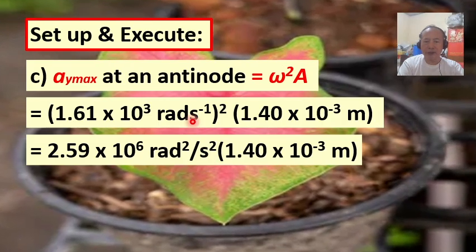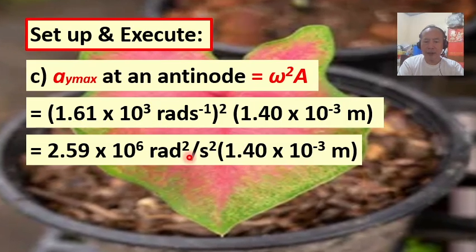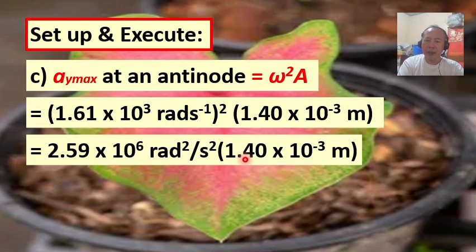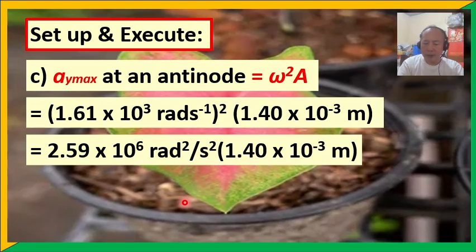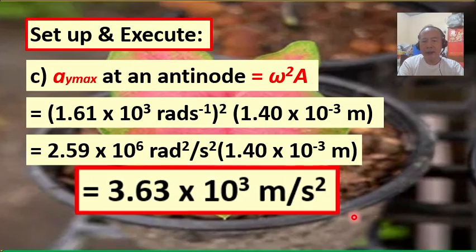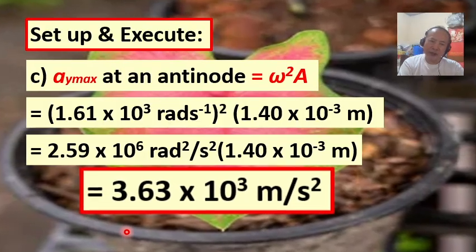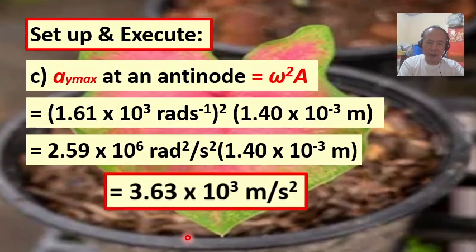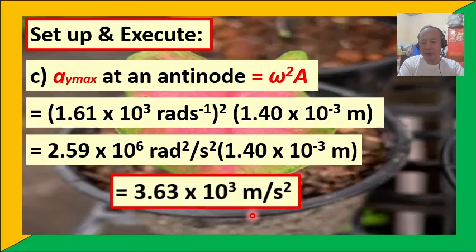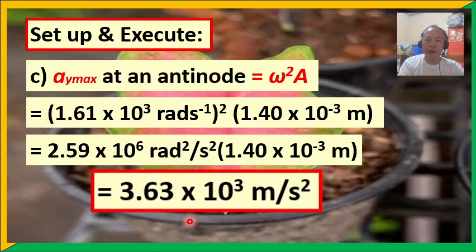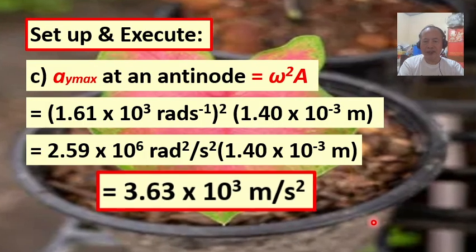This is the result of getting the square of omega. So we again multiply that by 1.40 times 10 to the negative 3 meter, which is the value of the amplitude. Hence, we get the final magnitude of the transverse acceleration: ay max equal to 3.63 times 10 to the third power meter per second squared, rounded to 3 significant figures. So that's it. We are done.